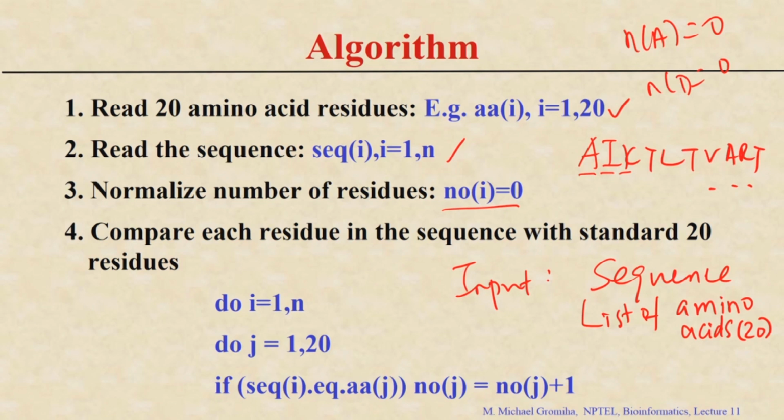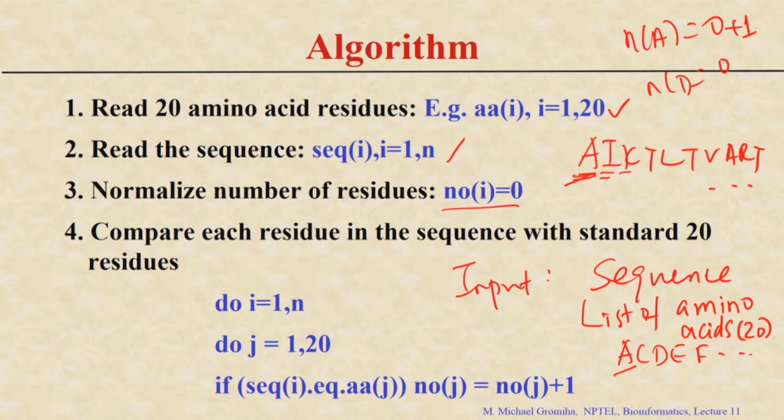We have to compare. Take each sequence. First, for example, this is A. We have to compare this A with the list of amino acids. Here you can see the list of amino acids. If you compare this and this, if it matches, then we add in this array number of A equal to 1. Second one, if you take I, it matches A, it won't match, it goes on the 20 residues. When you have I, it will match.